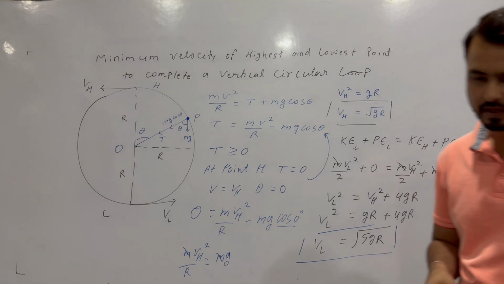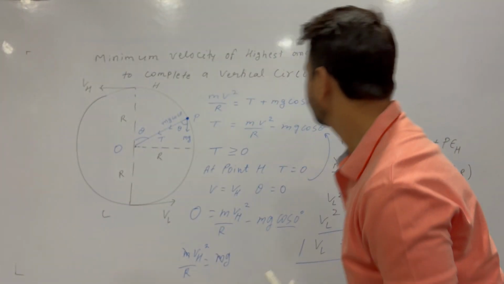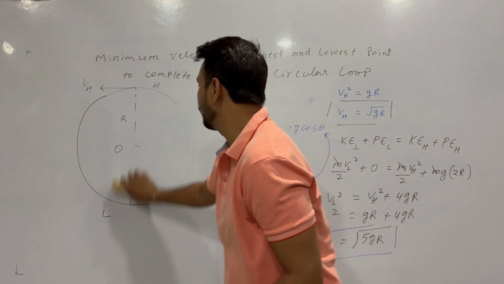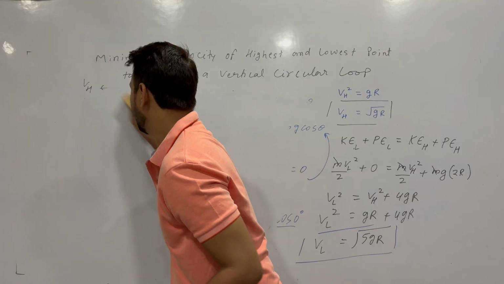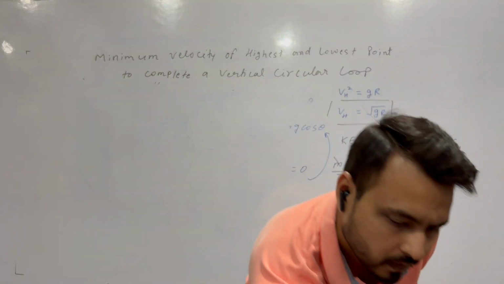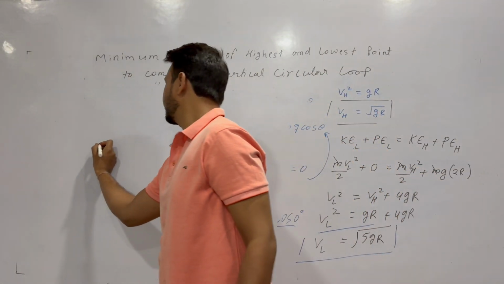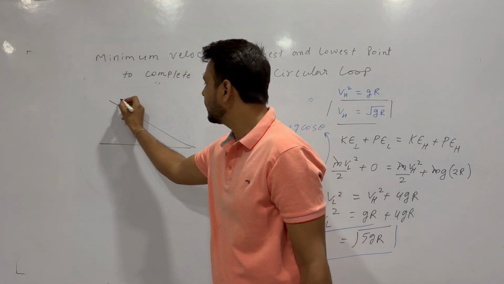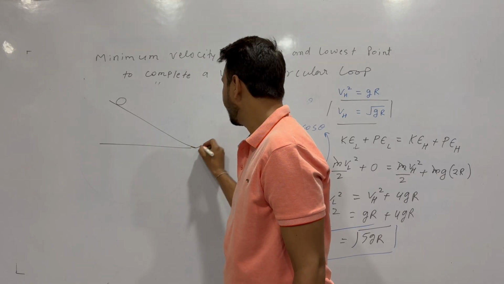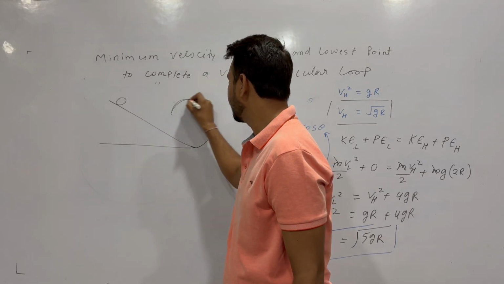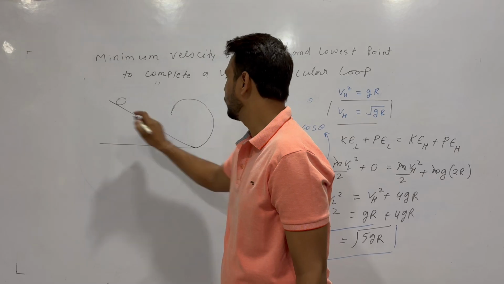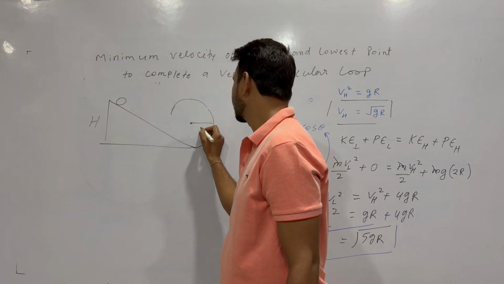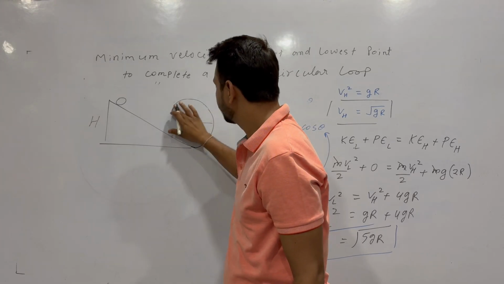So here I am taking a question to introduce how we can solve this. Let's say a body is released, or a ball is released, from an inclined plane like this, and on reaching the lowest point it completes a vertical circle of radius r. So what will be the value of h in terms of r, we have to find.